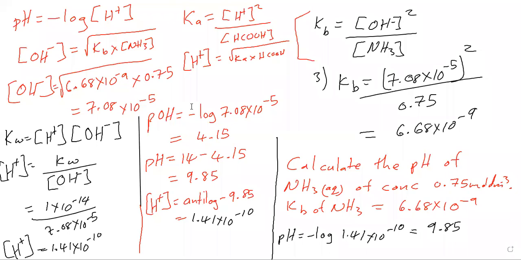Not sure what brand of calculator you have, but if your calculator has a shift button, you press shift log negative the concentration. Then we'll get the antilog, right? Shift log negative pH. The pH was 9.85, shift log negative 9.85. All right.